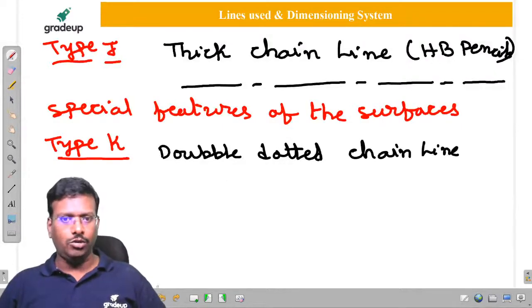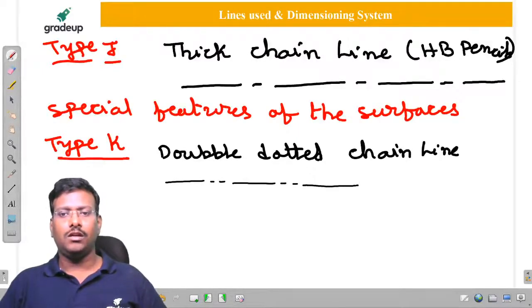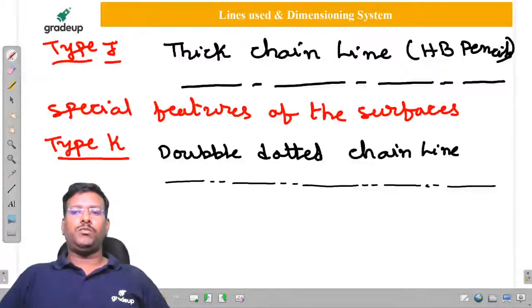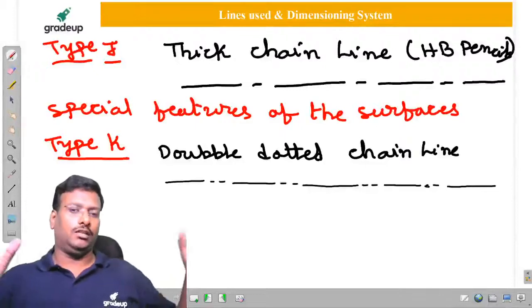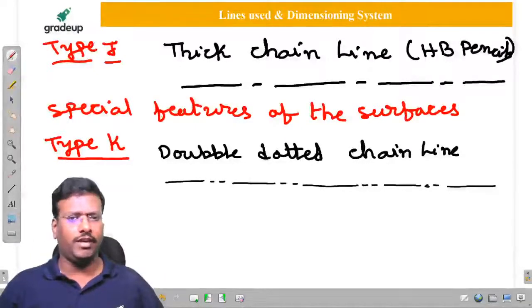But they are not going to use HB pencil, my dear friends. Have you observed this type of thing anywhere or not? Double dotted chain line, have you observed it or not? If you know it, you tell me. Otherwise, I will explain.